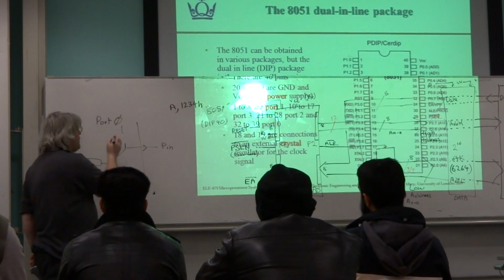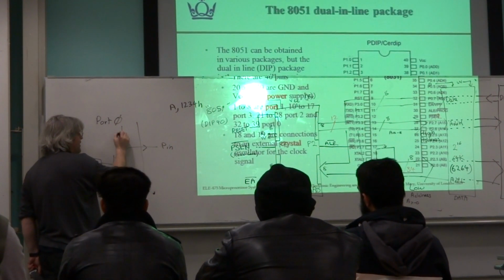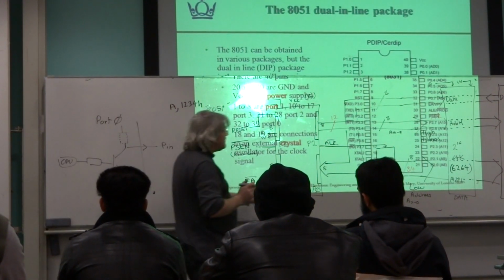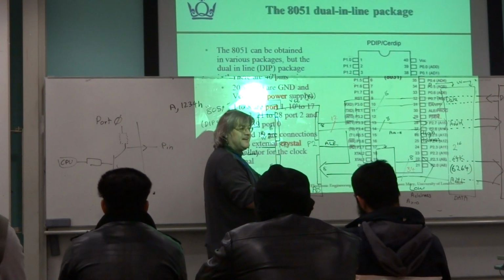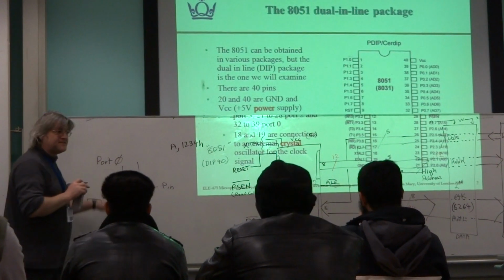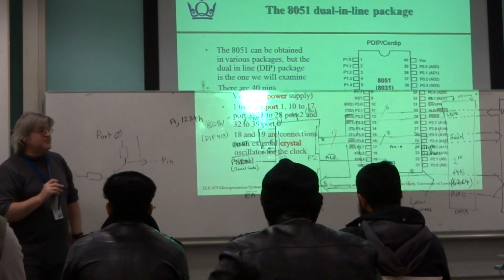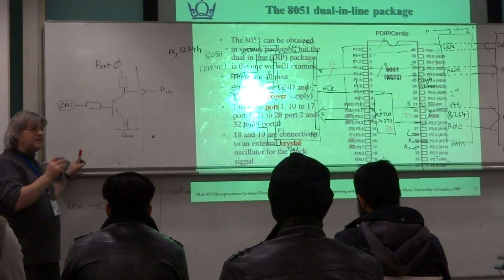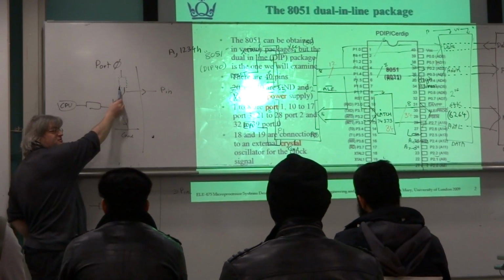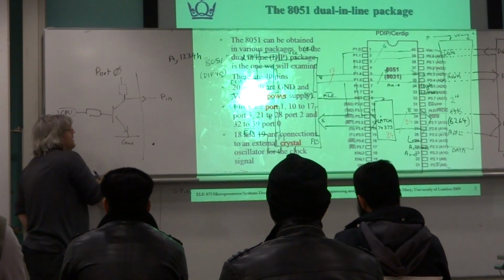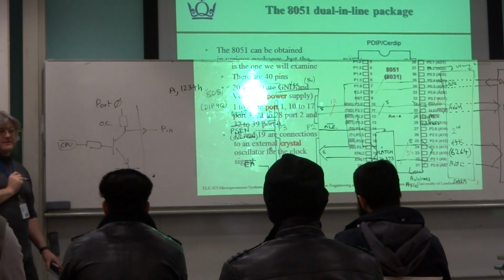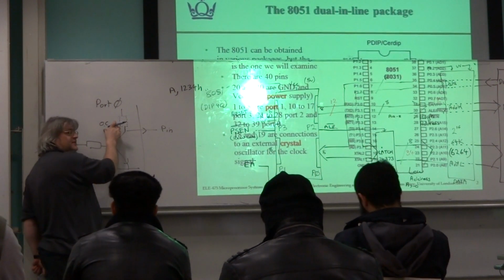Now, the reason why I'll put that in as a dashed line is because when you're using port 0 in its alternate function to access external memory, that resistor does exist. But as soon as you decide you want to use this port yourself, you're not using it to access external data memory, that's effectively disconnected, it's not there. It's what we call an open collector output. And that can be useful in certain types of circuits.